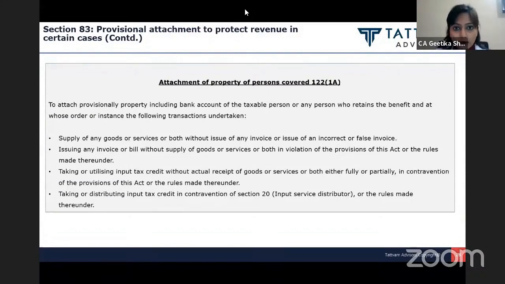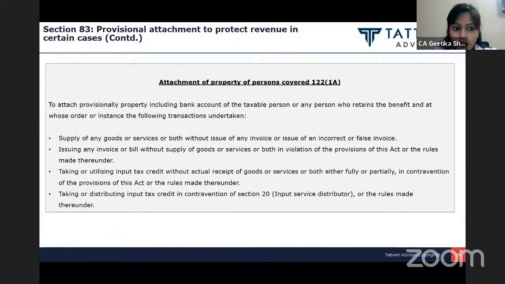So in order to take charge of those people who are controlling these types of transactions, the government has very clearly mentioned that any person who is retaining any benefit, or at whose instance these types of transactions happen, is covered. What are those specific transactions? When any supply of goods is happening without an invoice, or any invoice is being issued without a supply, which in general terms we call a fake invoicing scenario. Anyone who is taking credits without receiving goods and services. Anyone who is distributing ITC in contravention of the provisions of the law.